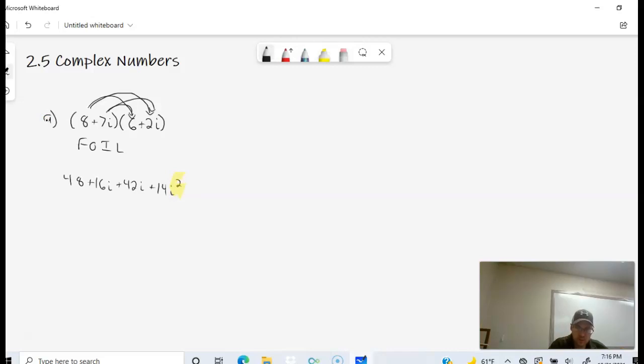Again, I should immediately be recognizing that I've got an i squared there. So let's clean this up a little bit. I've got 48 plus 16i plus 42i is going to be 58i plus 14, and instead of i squared, I'm going to write negative 1, so I'm multiplying there. I'm going to get 48 plus 58i minus 14. Now I can combine like terms again. I'm going to be left with 34 plus 58i.